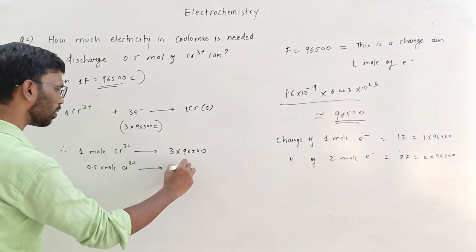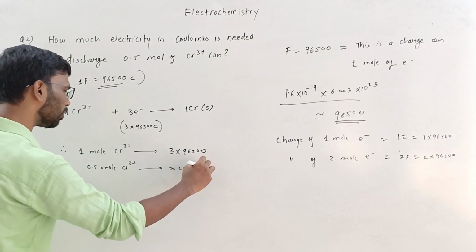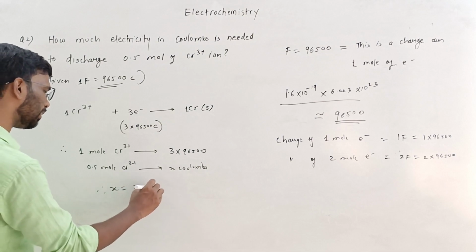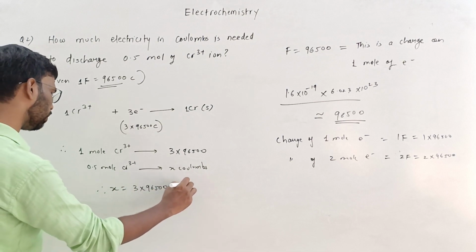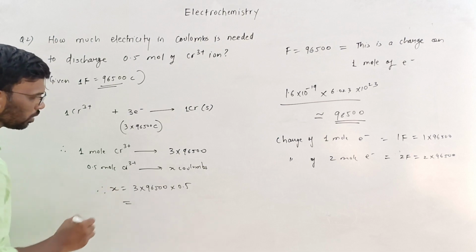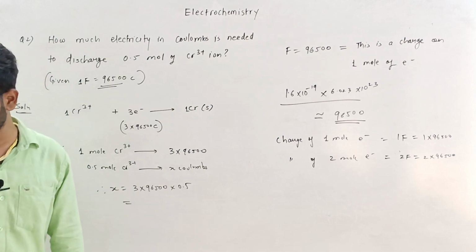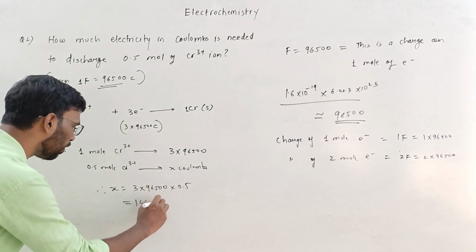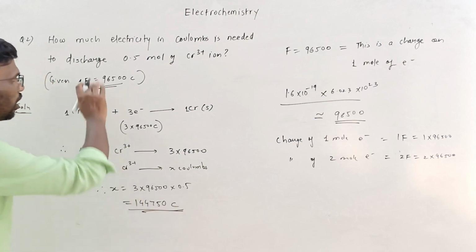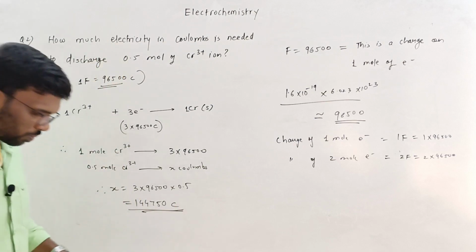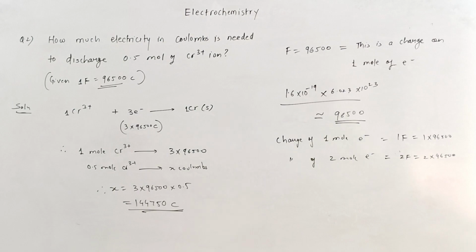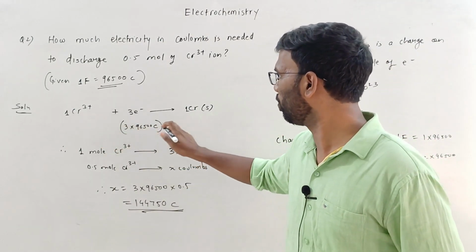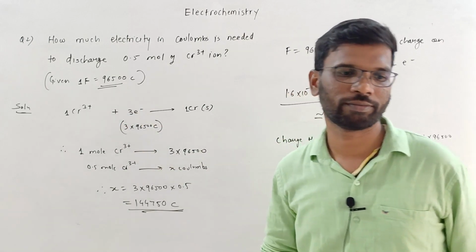X coulombs. X coulomb. Therefore X is equal to what? 3 into 96500 into 0.5. The charge or the electricity in coulombs required, the final answer, is 144750. 144750 coulombs is the charge which will be required to deposit 0.5 moles of the chromium 3 plus ion. Because to deposit 1 mole of the chromium, this is the amount of charge required.